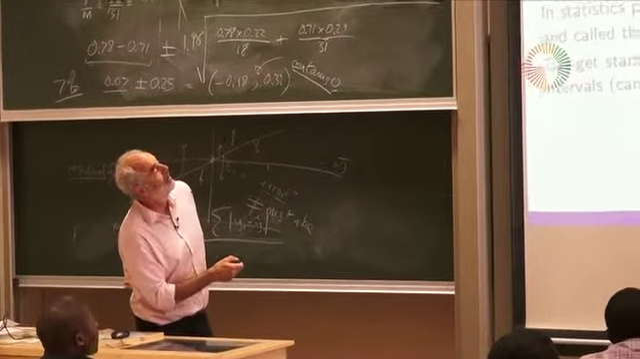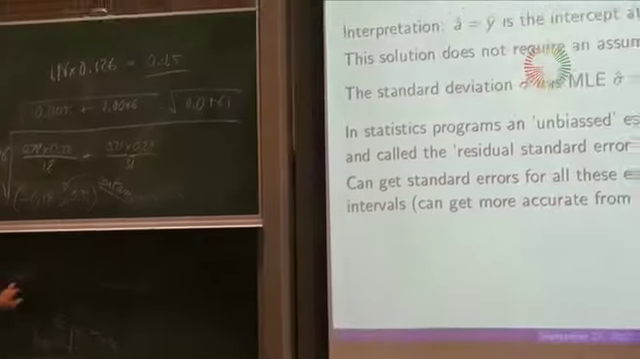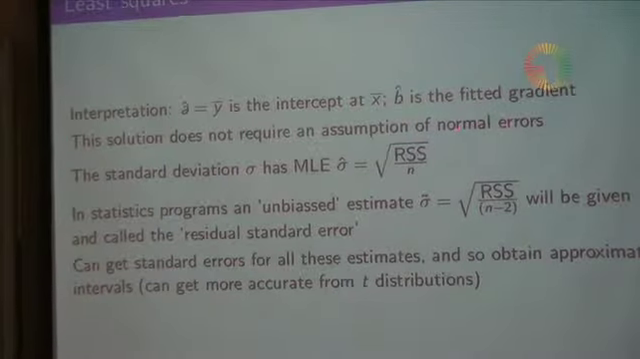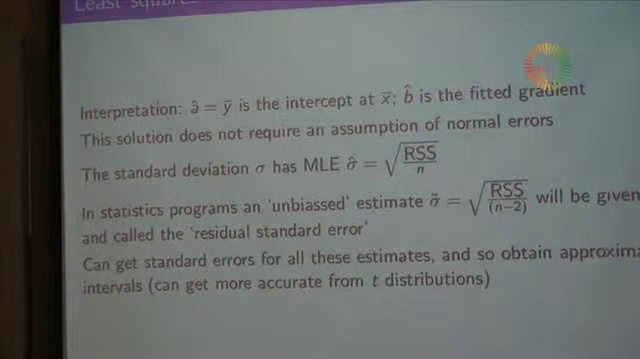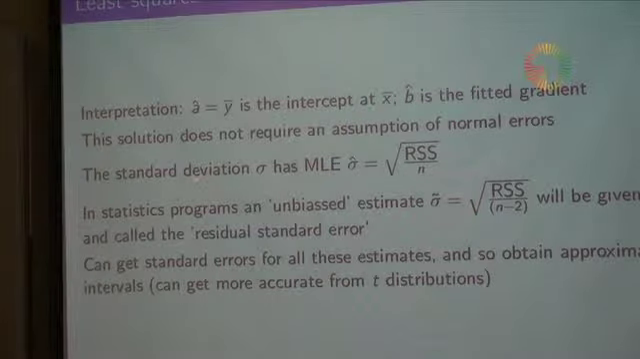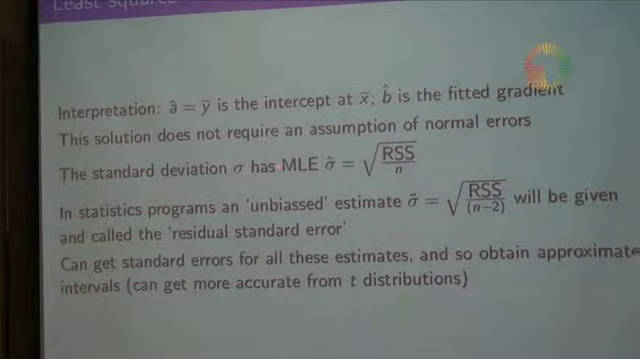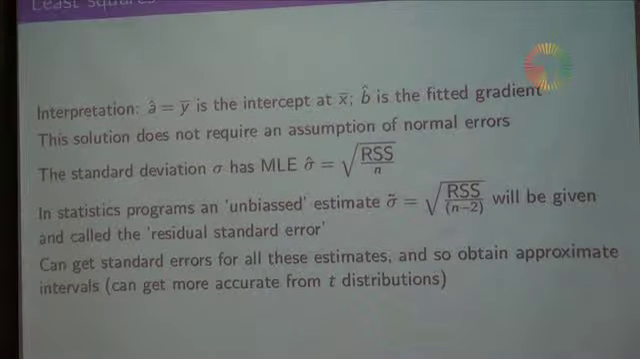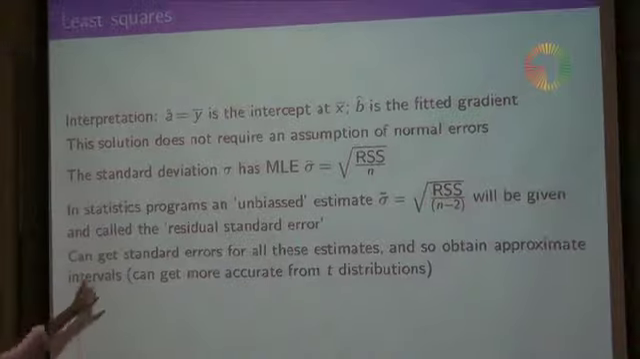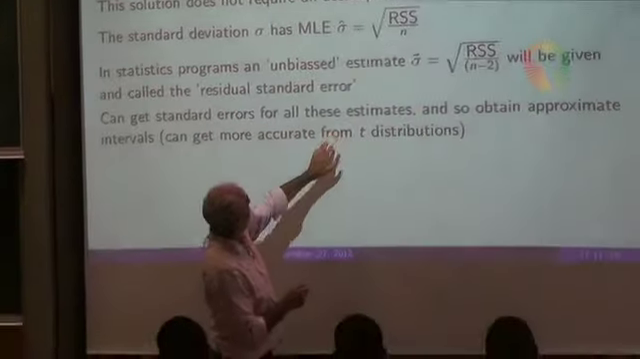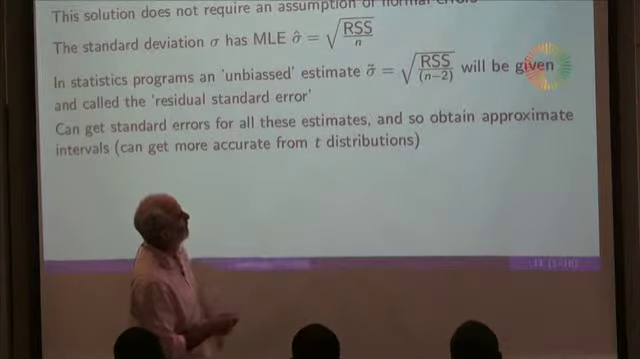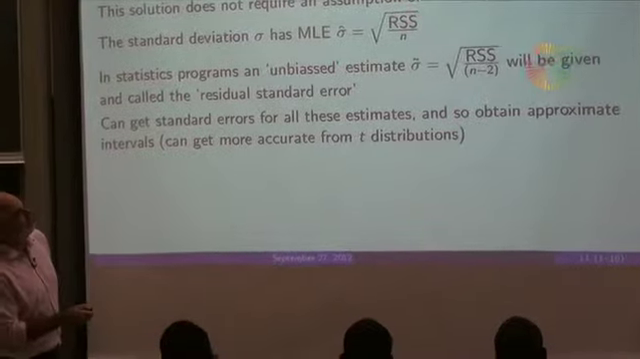Okay, so we interpret that A hat is the intercept at x bar in the middle, and B hat is the gradient. We don't assume normality, but if we do, these are the maximum likelihood estimates. And if we do assume normality, the standard deviation sigma is just the square root of the residual sum of squares divided by n. Now, this estimate for the standard error is sometimes called the residual standard error. This is what R will give you, I think. It's slightly different, but it's just different in the denominator.